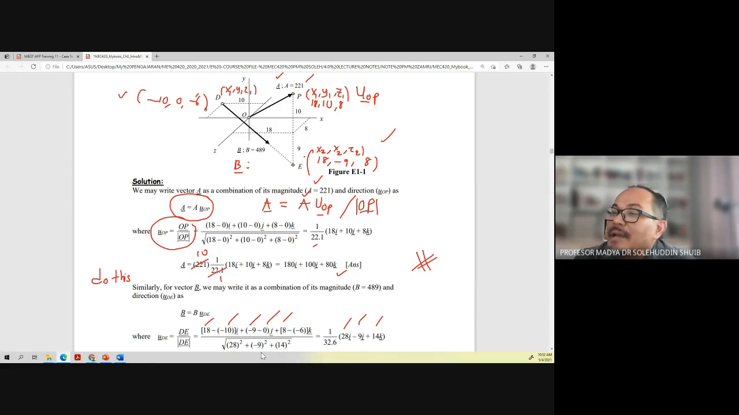All right, so we have the unit vector DE, which we haven't done yet. Now we want to multiply vector B. Okay, hold on a second.